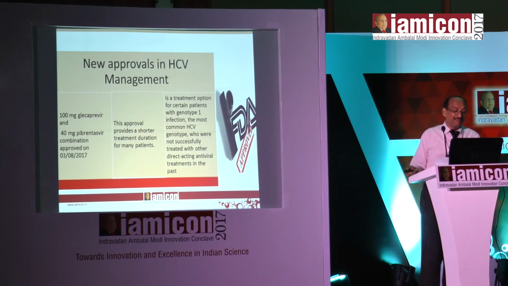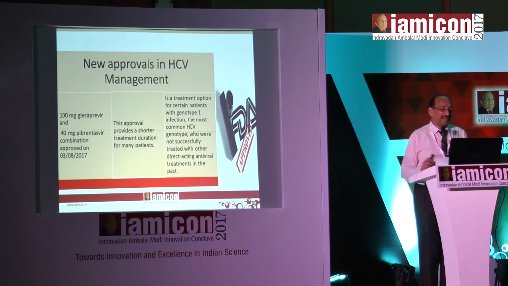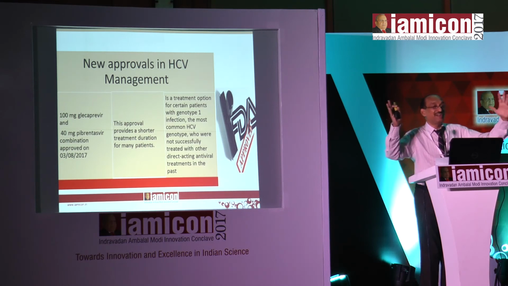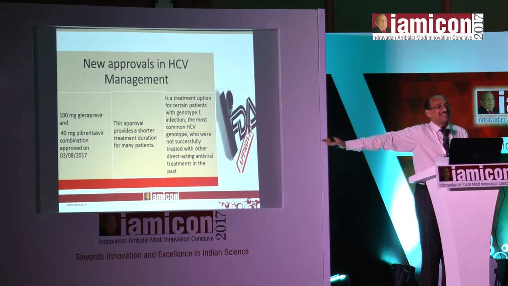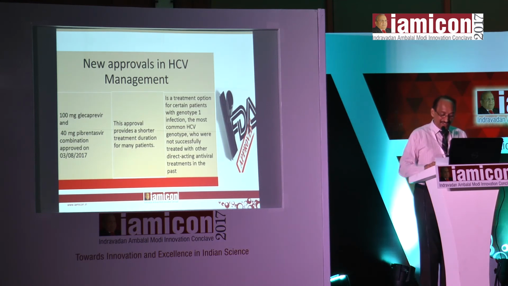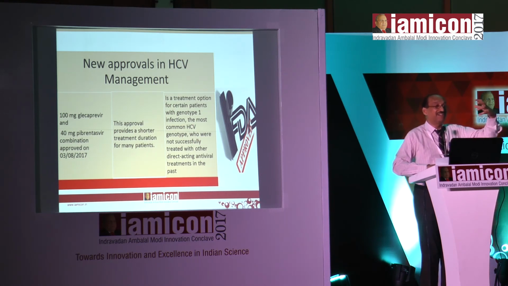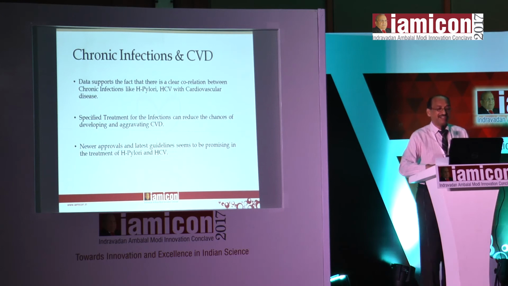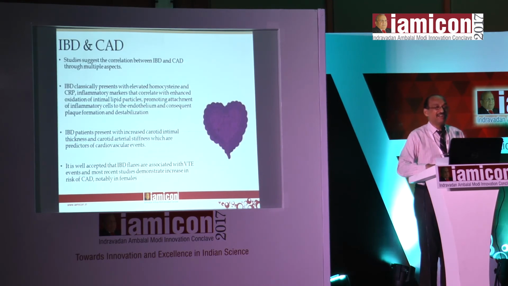Now, a very short-term treatment with 100 milligrams of glecaprevir and 40 milligrams of pibrentasvir has been approved in the United States from August 2017. You need not even treat for 12 weeks or 24 weeks. Just with 4 to 6 weeks, you should be able to eradicate C. That is the way we are going with C: the lesser the duration and the higher the success rate. Chronic infections like H. pylori and HCV can increase cardiovascular disease, as I showed you earlier.